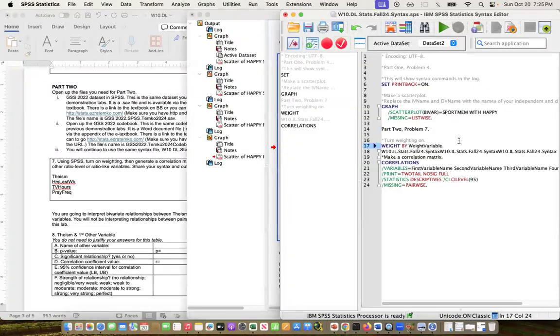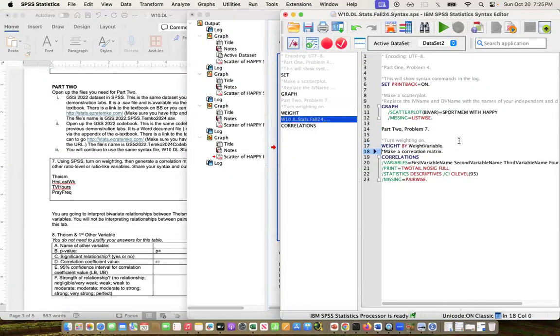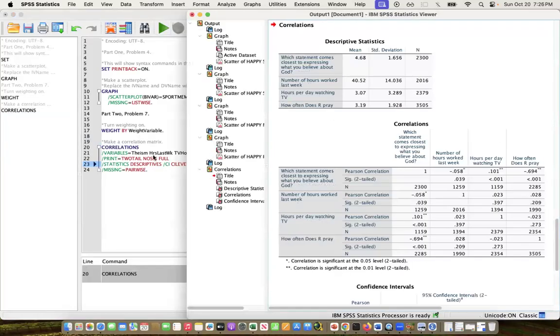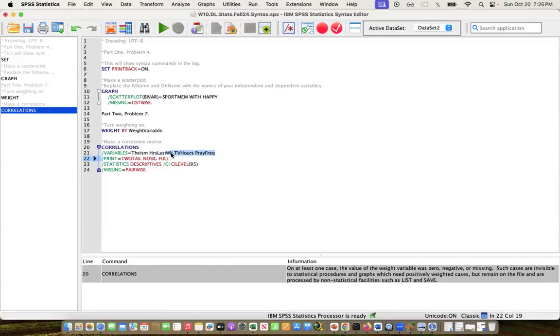And then where it says make a correlation matrix, you can see I'm just putting in all the variables. It doesn't actually matter, but I'm going to put theism in first because that way I can just look at the first column or row to compare theism to the others. Hours worked last week, I had TV hours, and I had pray frequency. Okay, and then I'm just going to click play. You could add as many or as few as you wanted. So if I just wanted to have 2, I could just run it like that.